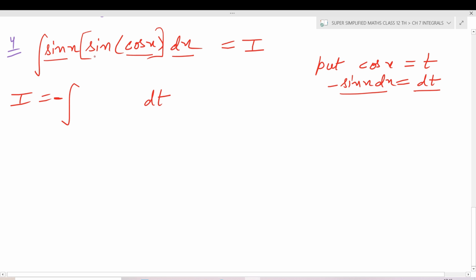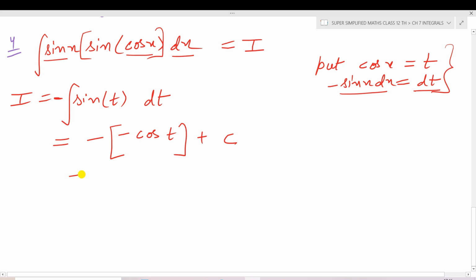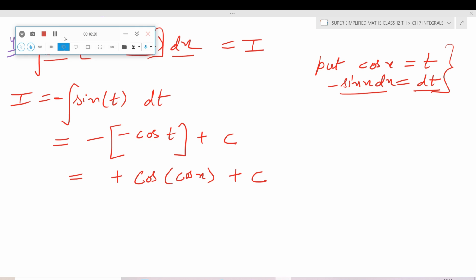Now you are left with sine of cos x. So sine of, and cos x you have substituted to be t. So basically we have made this substitution here in this integral. So I got minus sine t dt, and now I have to integrate sine t. Negative sign is common. What is the integration of sine t? It's going to be minus cos t plus a constant of integration. Now minus minus becomes plus, and we replace t by cos x. So we have the answer cos of cos x plus a constant of integration.